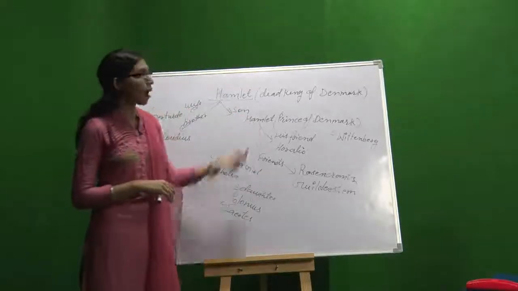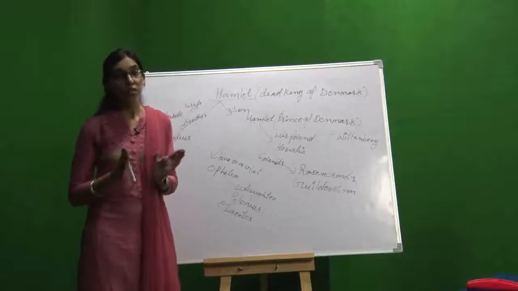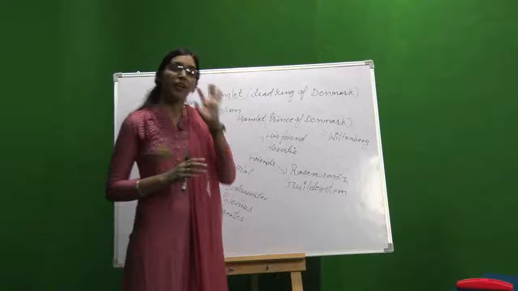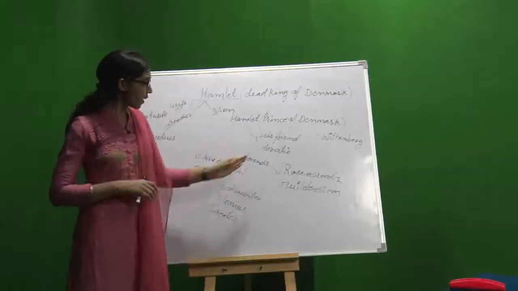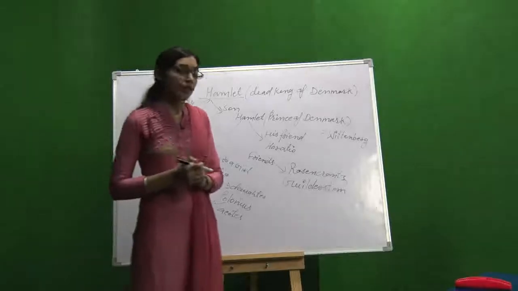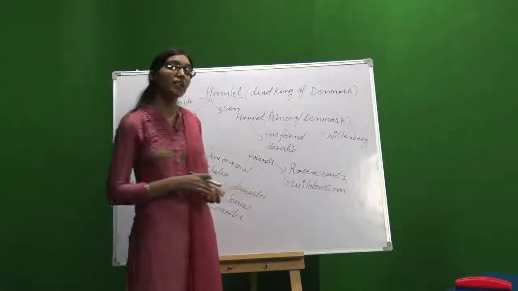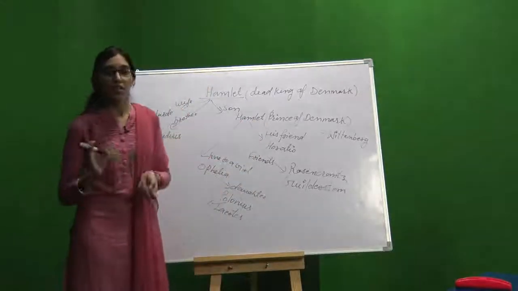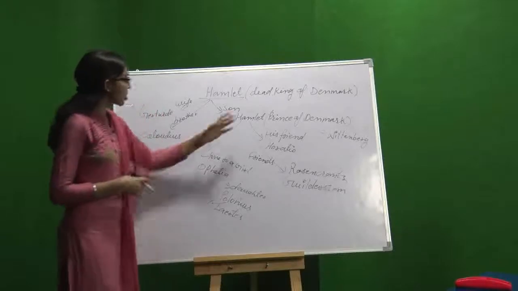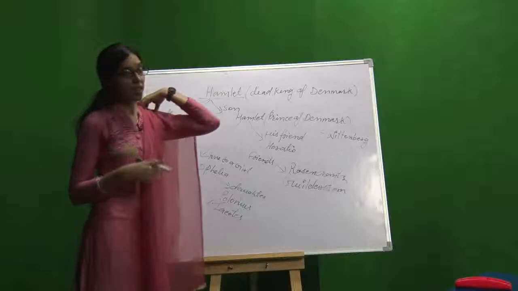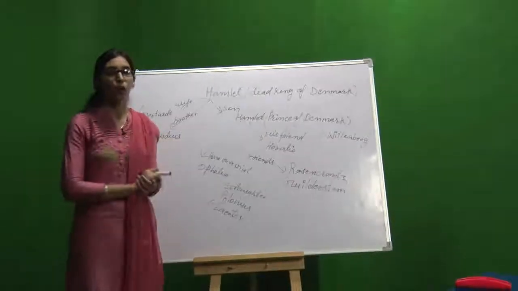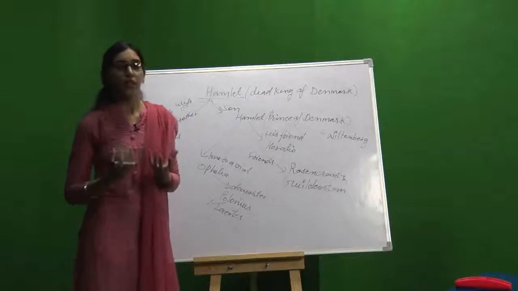At that time Hamlet knows that Claudius is the real murderer of his father, and his friend Horatio also assures Hamlet that yes, Claudius is the real murderer of your father. After that, Hamlet thought, now I should murder my uncle Claudius and take revenge for my father's murder.